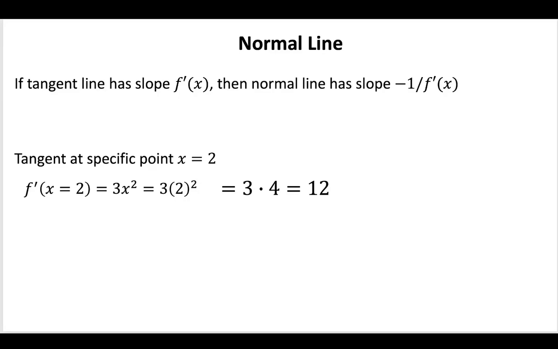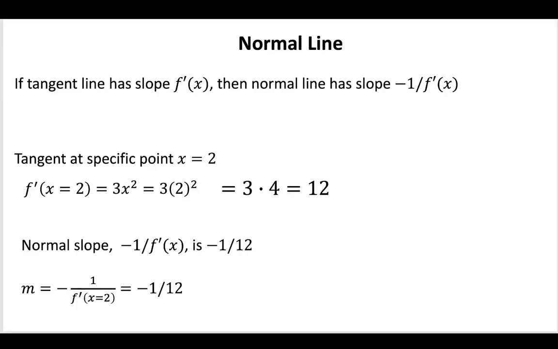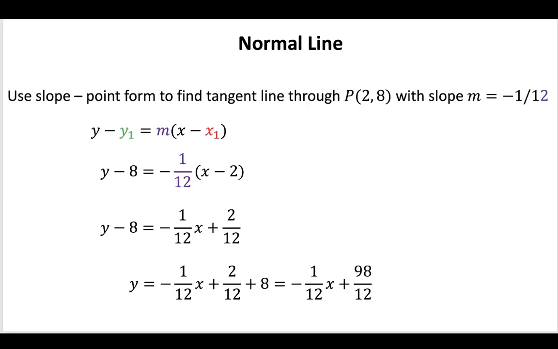In the previous video, we were using the function x cubed, and we said that the tangent at the specific point of x is equal to 2 for the function x cubed, we found that the slope of that line was 12. So that must mean that for the normal line, we're going to take the negative inverse. So that's going to be minus 1 over 12. So m, the slope for our normal line, is minus 1 over 12.